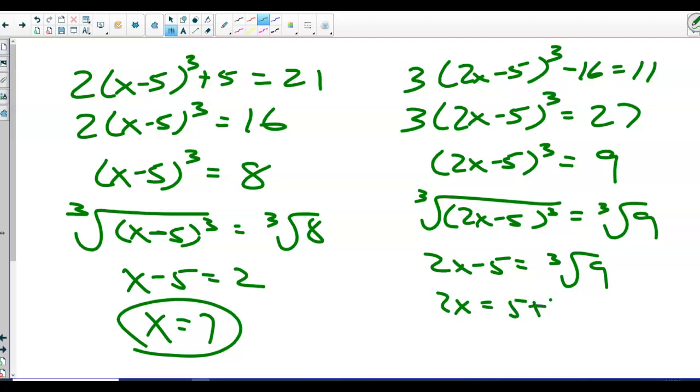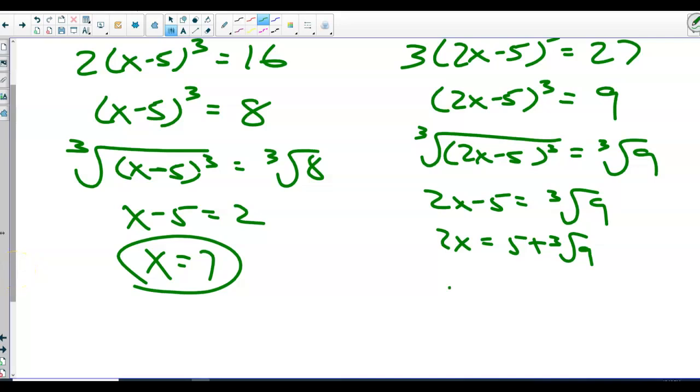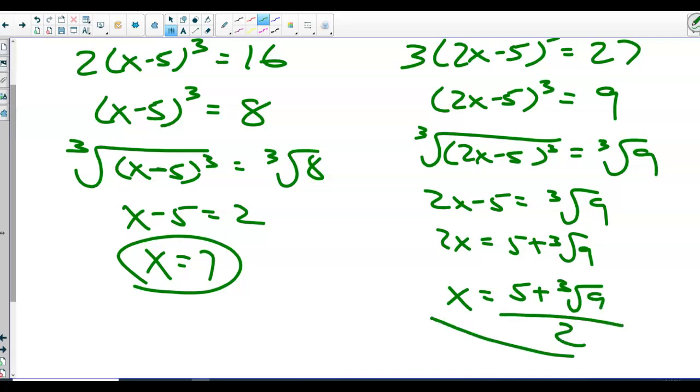2x equals 5 plus the cube root of 9. And then you divide both sides by 2. My answer is 5 plus the cube root of 9, divided by 2. And that's our answer.